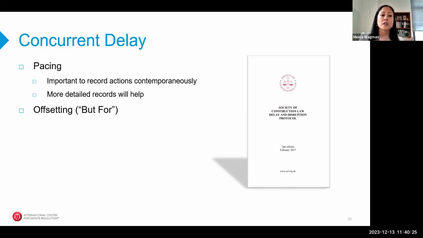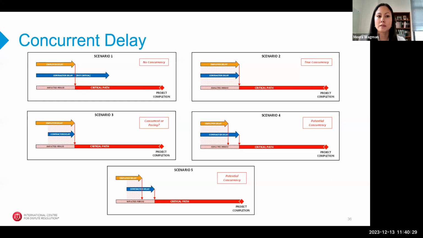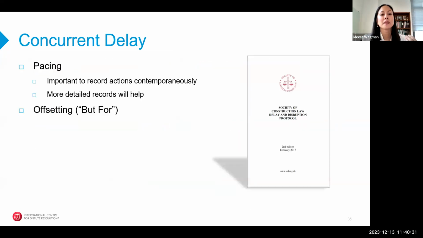And it will appear that it's concurrent delay, and I'll show that on the next slide. But really, it's not driving the critical path. The owner delay impact is what we would call the dominant or driving delay impact.